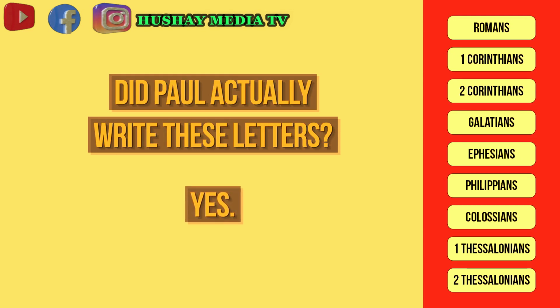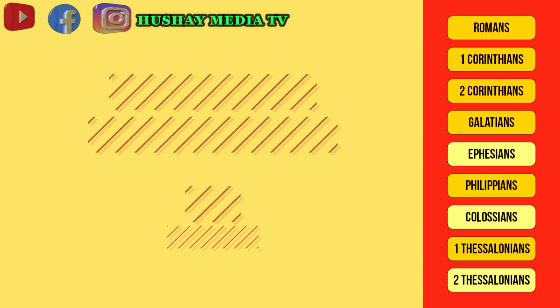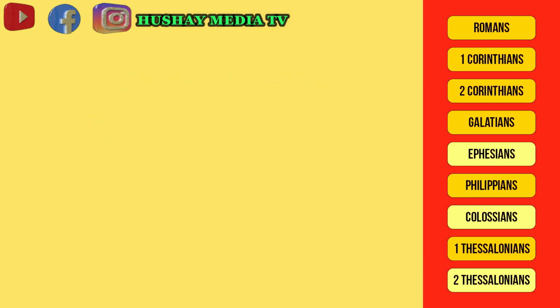There is some disagreement over Ephesians, Colossians, and 2nd Thessalonians, but the rest, Romans, 1st and 2nd Corinthians, Galatians, Philippians, and 1st Thessalonians, are pretty much universally recognized as being the genuine works of Paul. How do scholars make distinctions like this? Well, it mostly boils down to style.